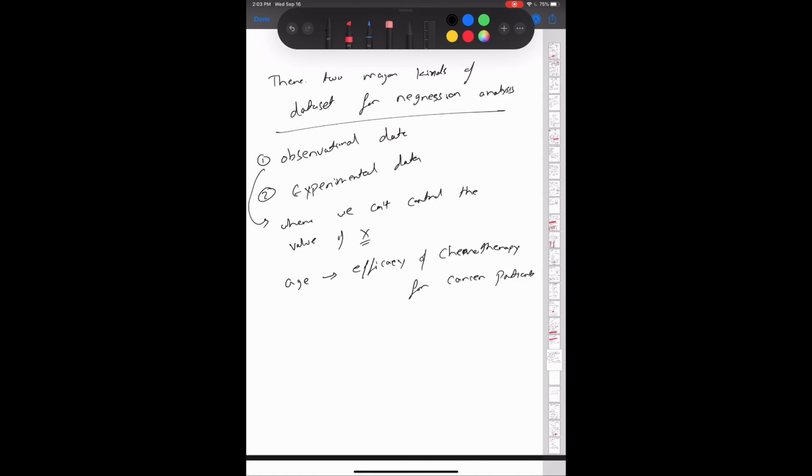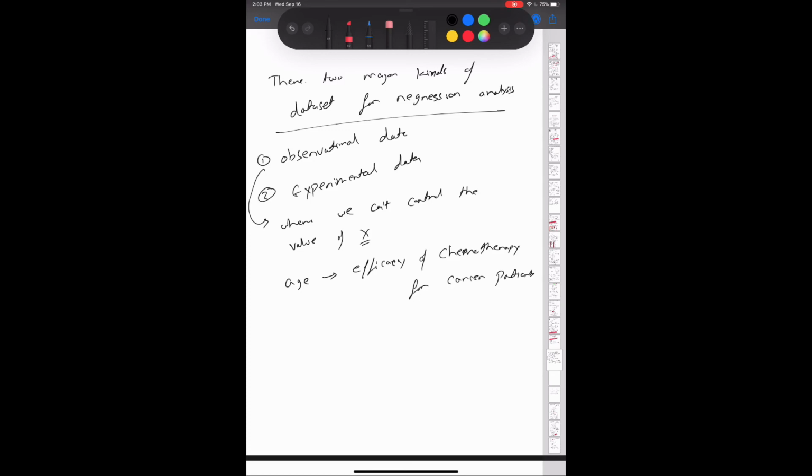So what it means is that x is not chosen by you. X is already chosen, right? And then you want to study the relationship between x and y. In these cases, since x is not chosen by you, you can't really say anything more than a very simple statistical relationship. You can't make causal observations about the data, right?